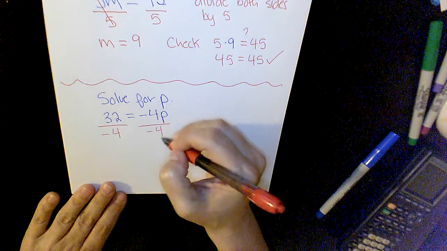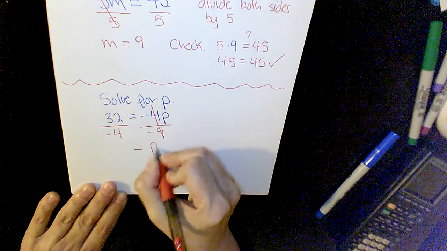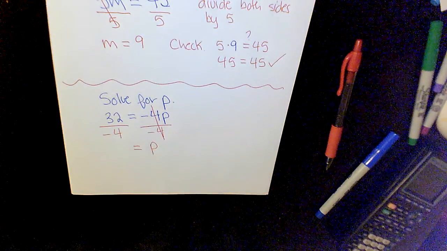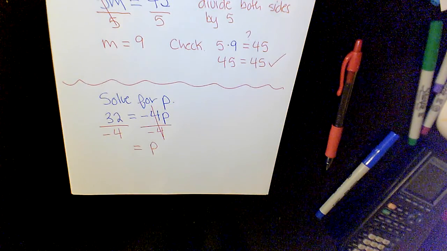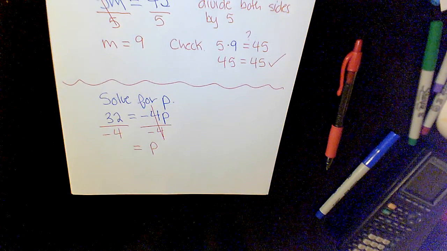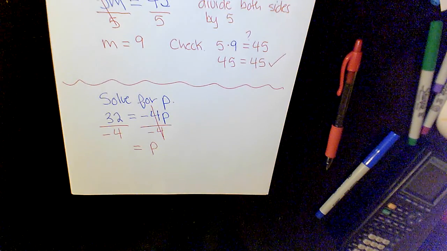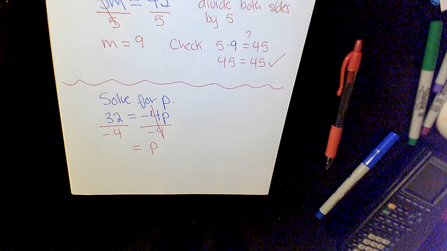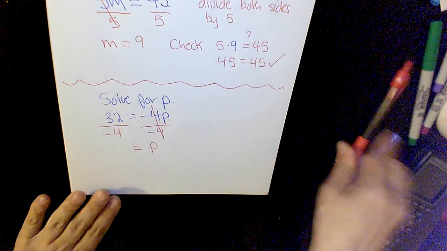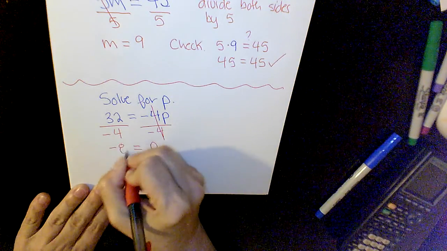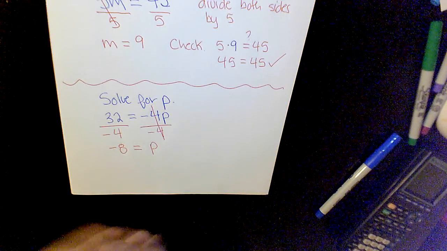So negative 4 on the top, negative 4 on the bottom, those are going to cancel out. And I'm left with p on this side, which is good, because I want to see what p equals. And what's 32 divided by negative 4? When I have a positive divided by a negative, I'm going to get a negative answer, and that's going to be negative 8. So negative 8 is p. I solved it. Negative 8 is my solution.